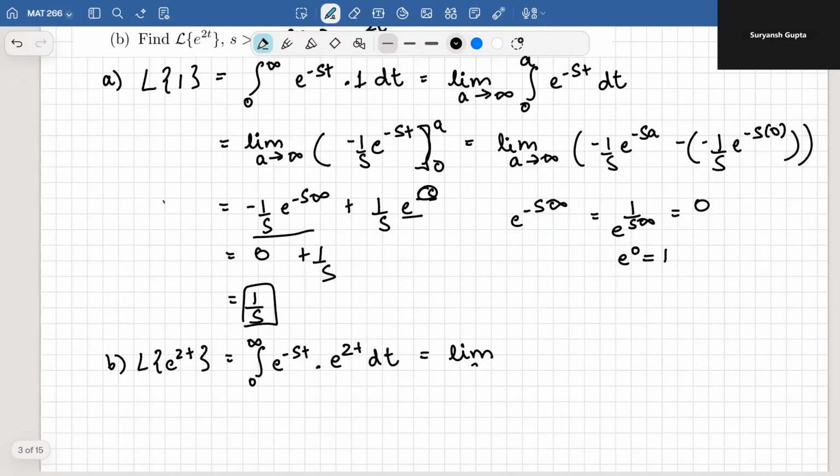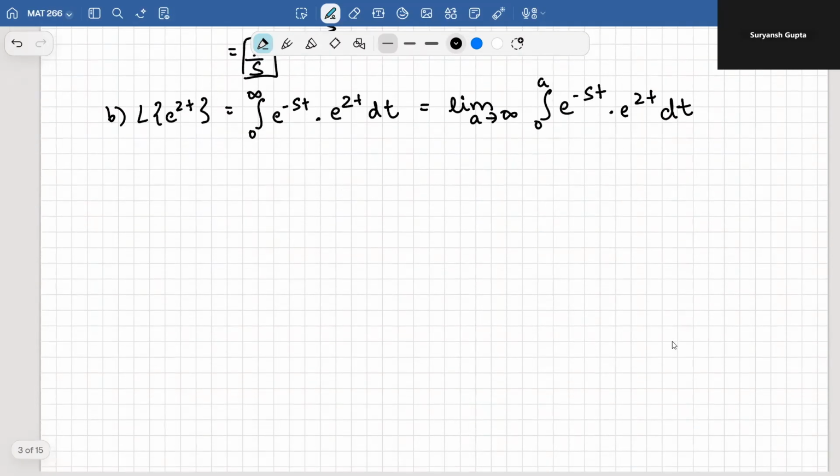So I'll do the same step of limit a tends to infinity, so my integral goes from 0 to a, and then the function inside the integral still remains the same. So e to the power minus st times e to the power 2t times dt. Now, in order to solve this, I can combine these functions, like e to the power x times e to the power y is equal to e to the power x plus y. So I'm going to do something similar in this part here.